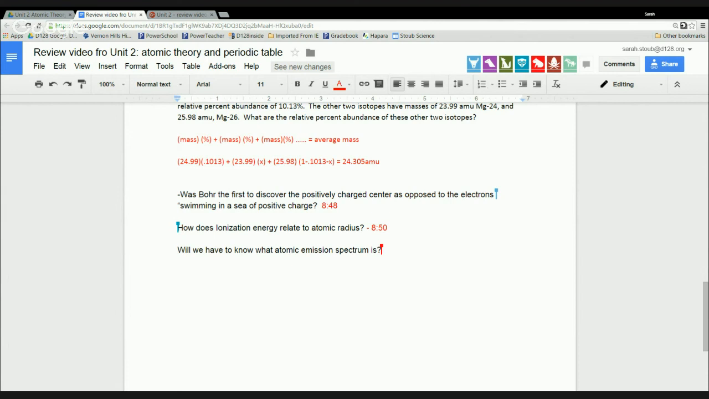Let me recap that. This electron is so close to the nucleus that it's hard to remove that electron. Because of that, it takes a lot of energy to do it, so you have a high ionization energy.